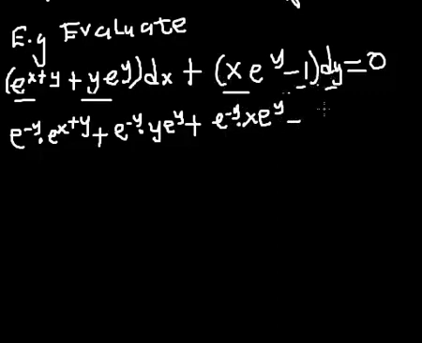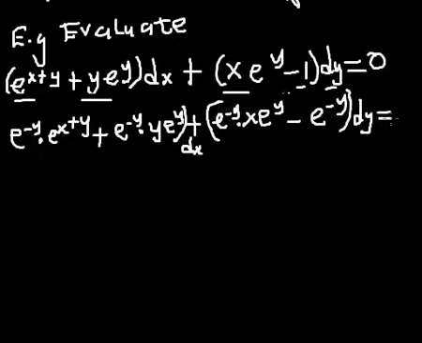Then the same thing, 1 multiplied by that will still give me exponent minus y multiplied by 1, which is still exponent minus y. Don't forget our dx attached to it. I just forgot that. Don't forget this dy attached to this, equal to 0.